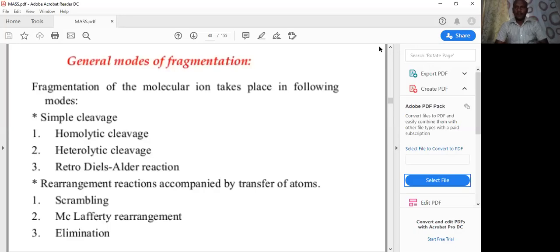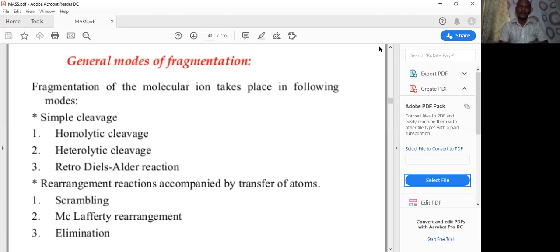Okay, in the last class we have seen the general fragmentation rules and the representation of the mass spectrum and everything. That's what we have seen. The basic introduction regarding the mass spectrum, that we discussed last class.